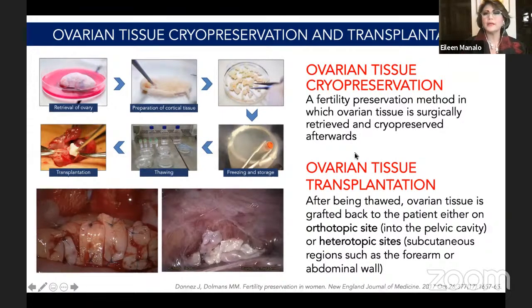So when we talk about ovarian tissue cryopreservation, we know it's a fertility preservation method in which the ovarian tissue is surgically retrieved and cryopreserved afterwards. And after being thawed, so this would be the time when the patient now reaches menopause, the ovarian tissue is grafted back to the patient either in an orthotopic site, which is inside the pelvic cavity, or in a heterotopic site, which is outside the pelvic cavity, in the subcutaneous regions, maybe in the forearm or the abdominal wall.